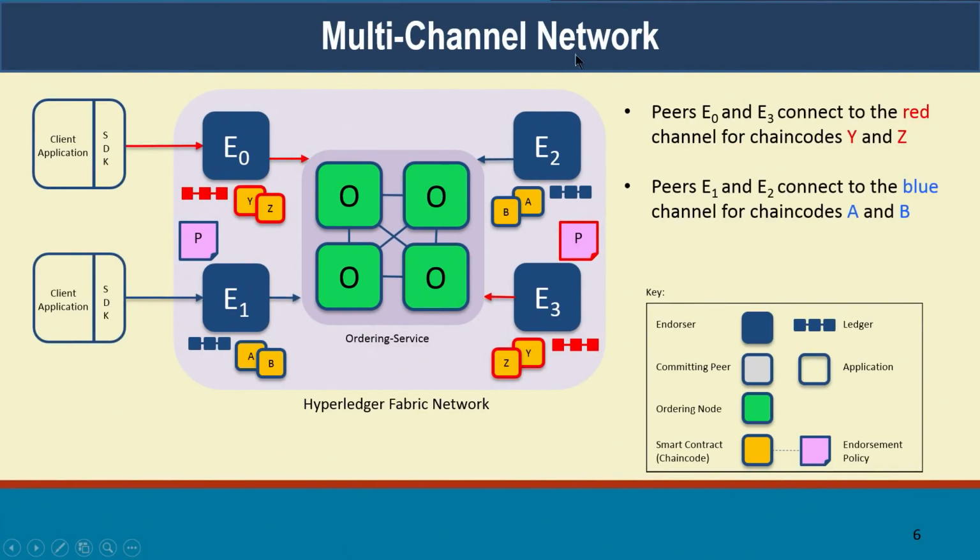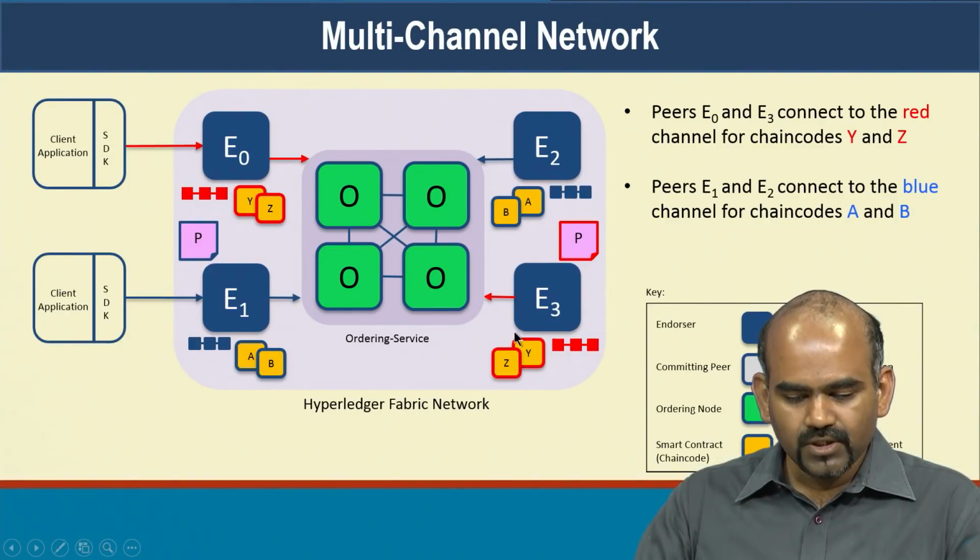Now you could also have a multi-channel network. Now there could be 2 different applications. One application is transacting on the red channel, whereas another application is transacting on the blue channel. And these applications may not even know of the existence of the other channel. If you look at the network itself, there is no way for them to even know. If they are not permitted, they won't know the existence of the other channel.